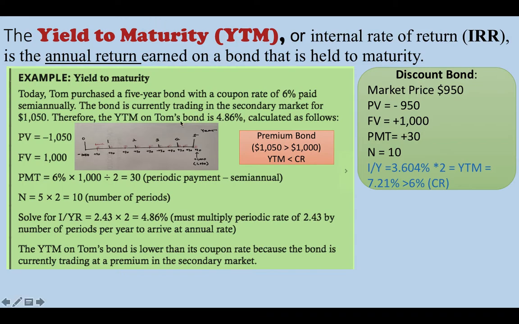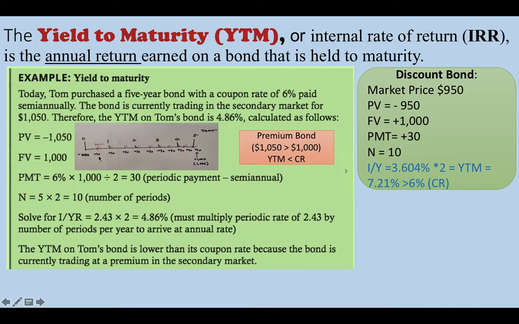How about exactly the same bond that I buy in the market at $950, which is less than the par value, the face value of $1,000? So this is called a discount bond. When you buy a discount bond, given the same information, you can calculate the yield to maturity is 7.21%, which is greater than 6%, the coupon rate.